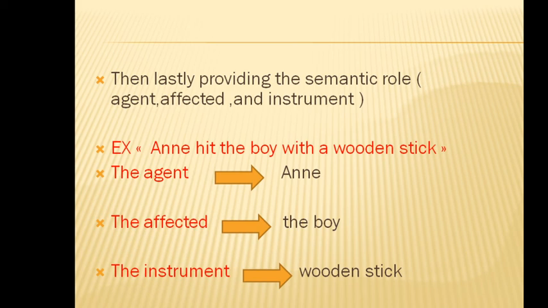The affected here is the boy being hit. So the affected is the entity that undergoes the process of being hit. The instrument is the utensil used in our crime scene here, which is the wooden stick.